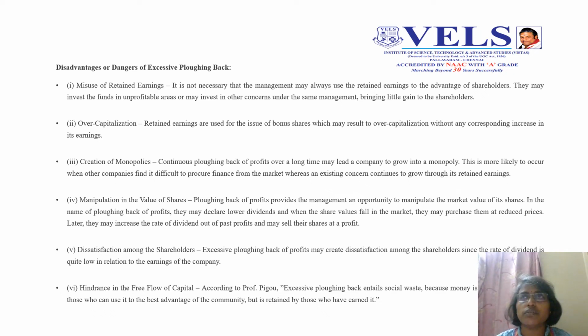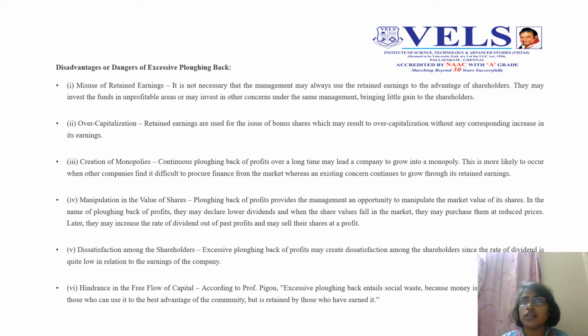Because the management may decide to invest the fund obtained from a particular business in other businesses, or in some other unproductive way, in that case it is a misuse of retained earnings. The next one is overcapitalization. Retained earnings are used for the issue of bonus shares, which may result in overcapitalization without any corresponding increase in the income.